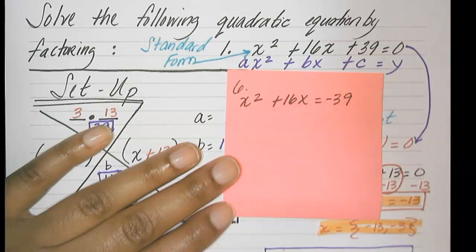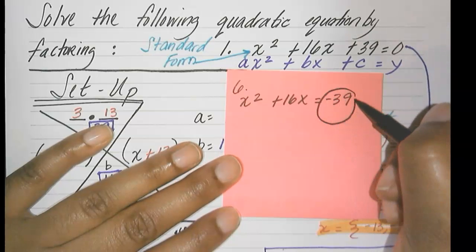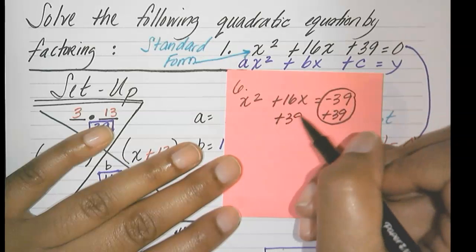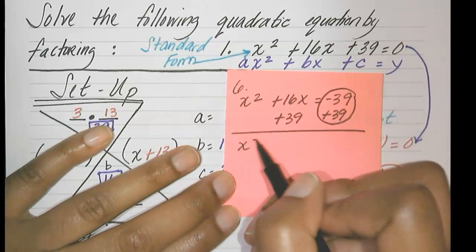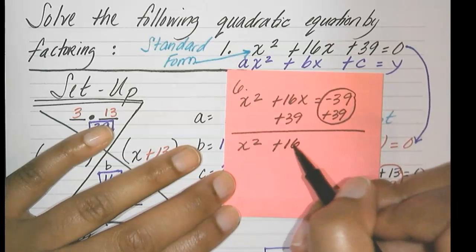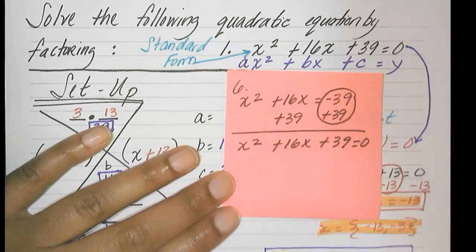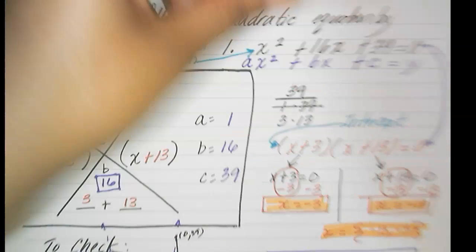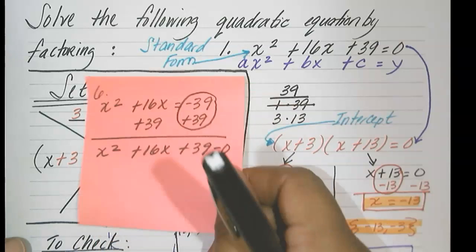How do I get this to equal 0? What is it that I need to do with 39 on both sides? I must add 39. 39 does not have an x or x squared. So I'm left with x squared plus 16x plus 39 equals 0. I wonder what the solutions are. Ta-da!